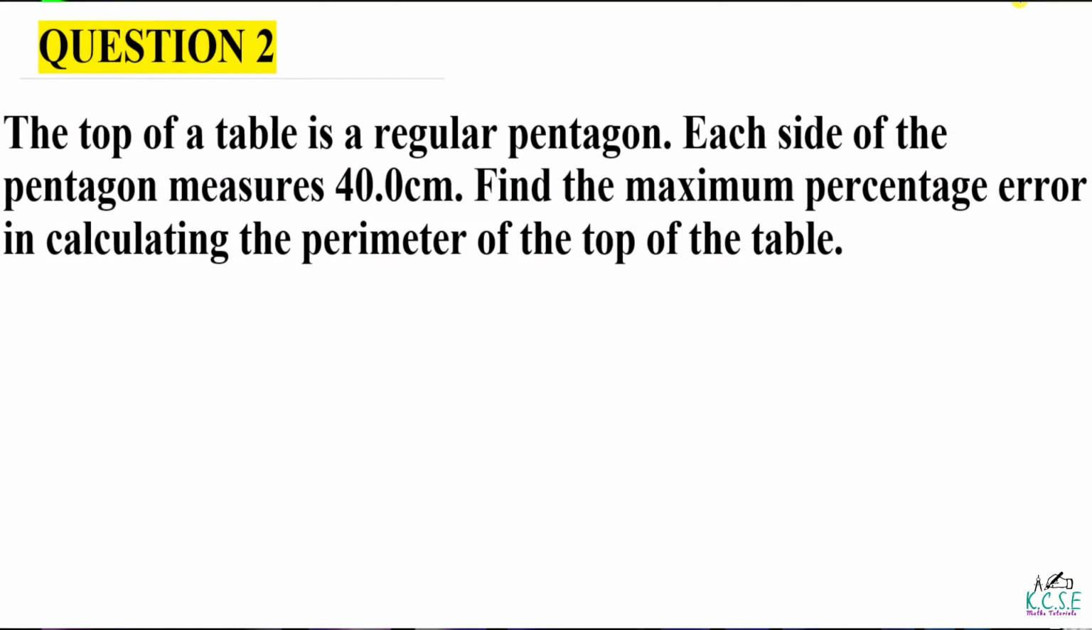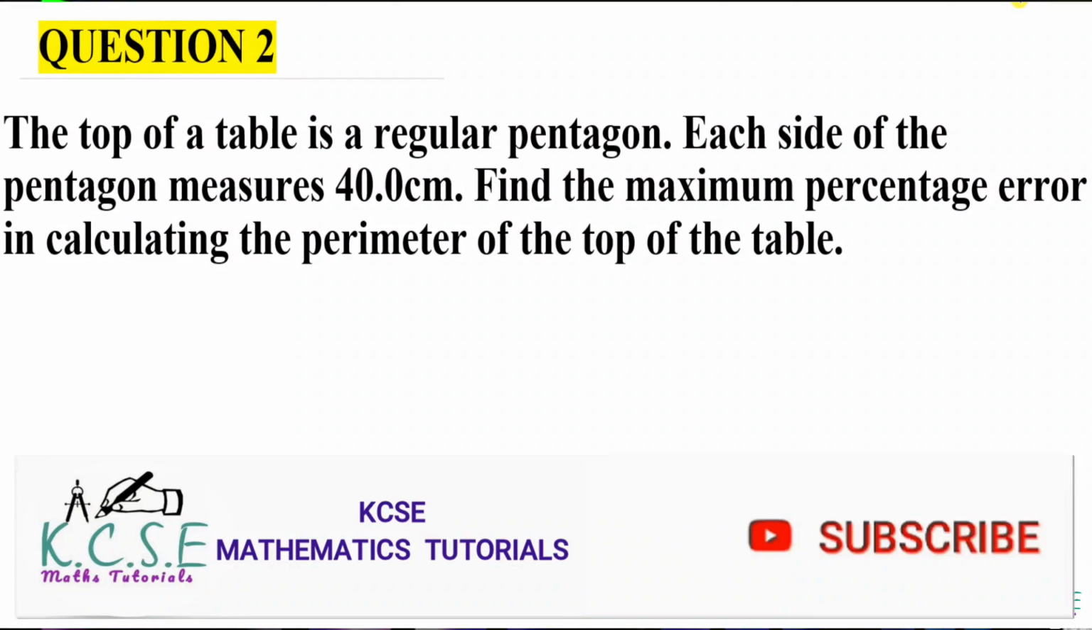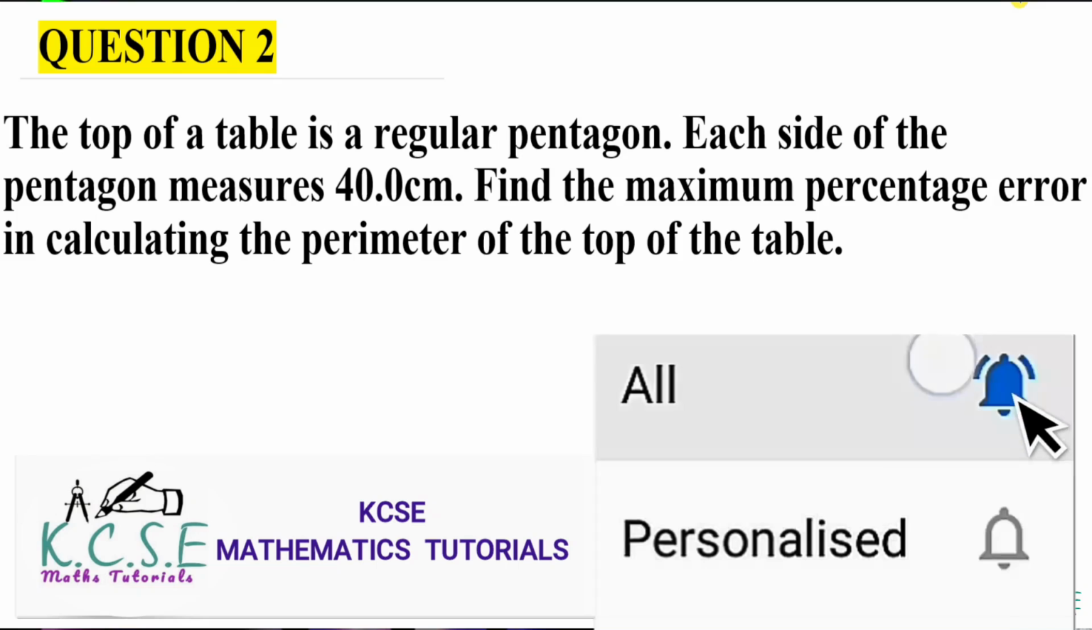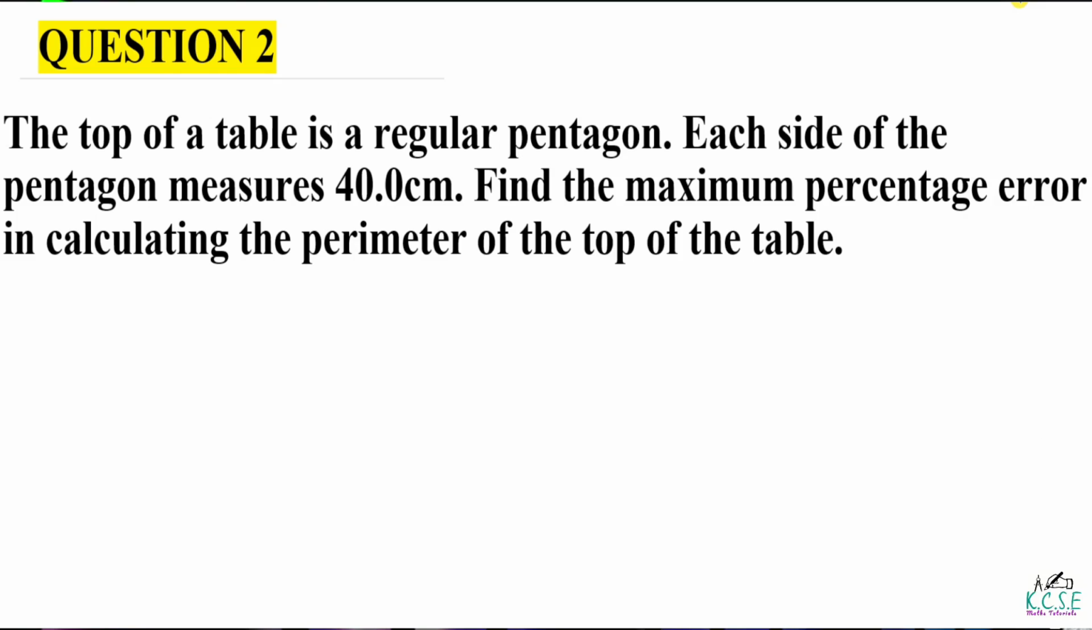Question number 2. The top of a table is a regular pentagon. Each side of the pentagon measures 40.0 centimeters. Find the maximum percentage error in calculating the perimeter of the top of the table.